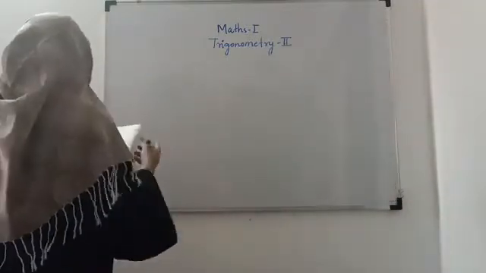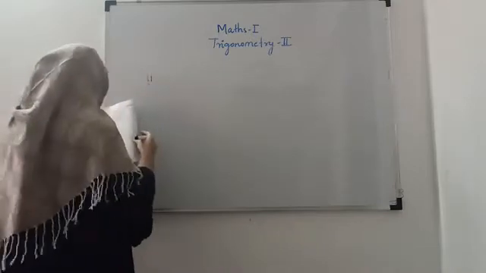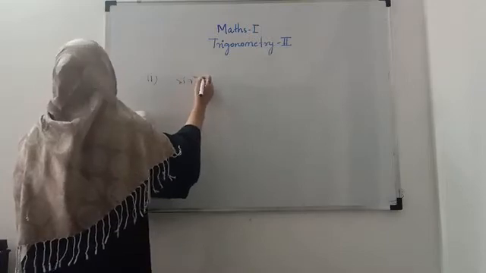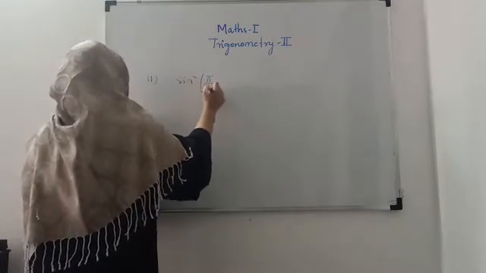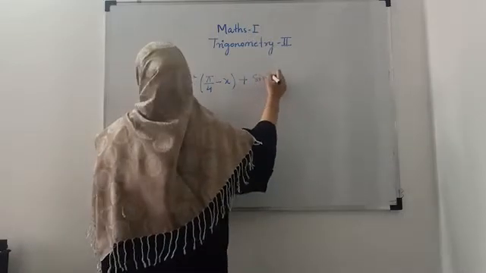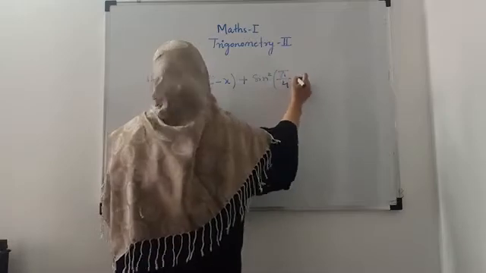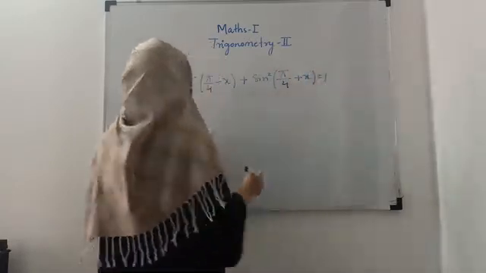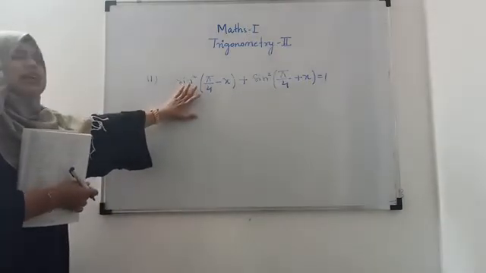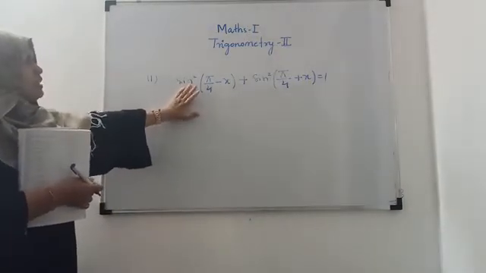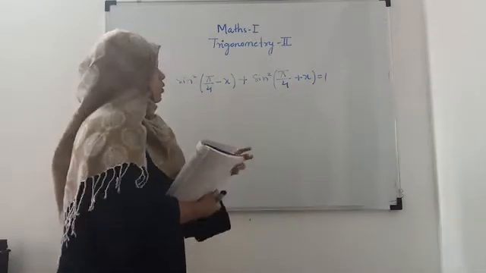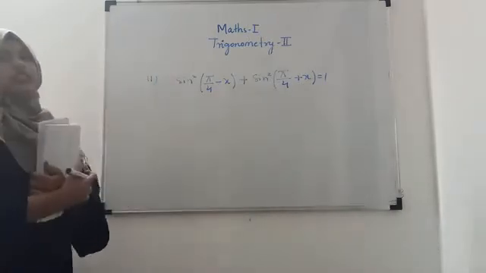The second problem is on page number 42. Sine square of pi upon 4 minus x plus sine square of pi upon 4 plus x is equal to 1. Here we can apply the allied angles for the sine terms. Sine square is there and here also sine square is there, and we have to show this is equal to 1.